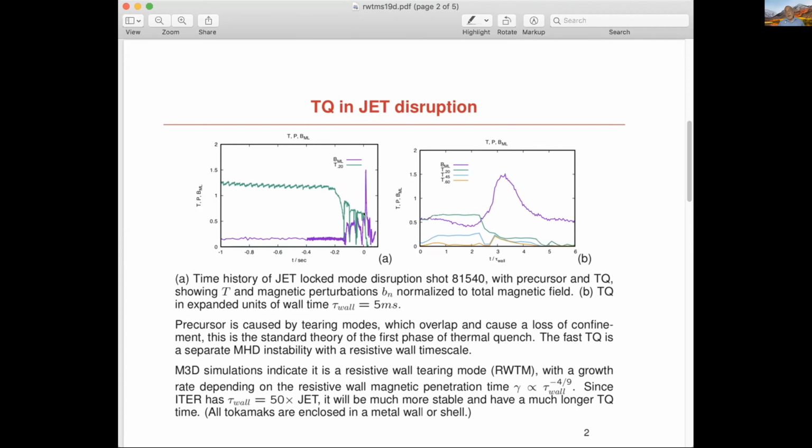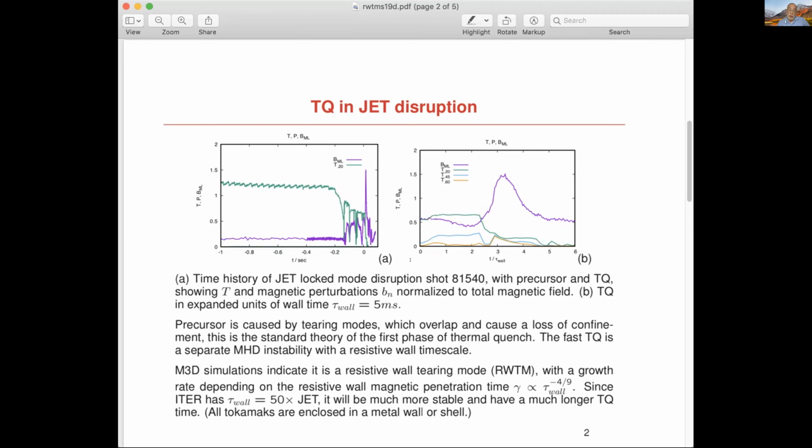The spike has been around a long time. It's always there, and people didn't really know what it was. So there are two parts of the disruption. There's a precursor, which is this part, and then there's this fast thermal quench part. And this is a separate MHD instability, and I'm showing it expanded in time in the second plot. You see it's a nice, smoothly growing instability. It grows up, comes down. This is the temperature. The temperature drops during the growth time of this instability.